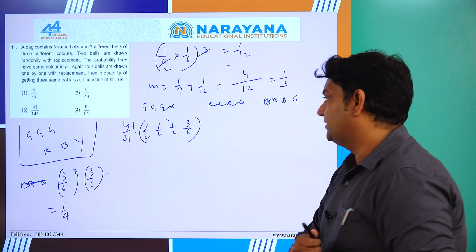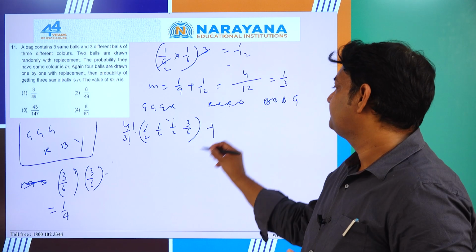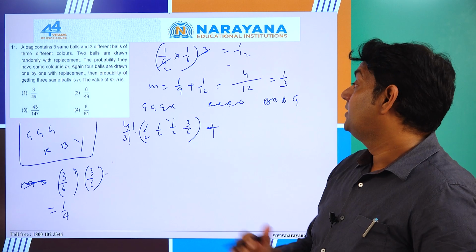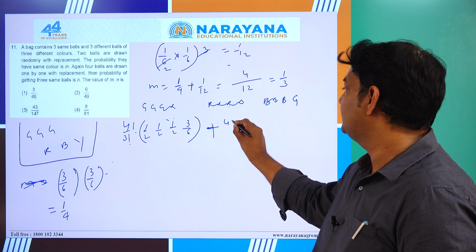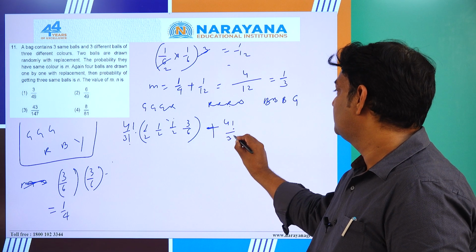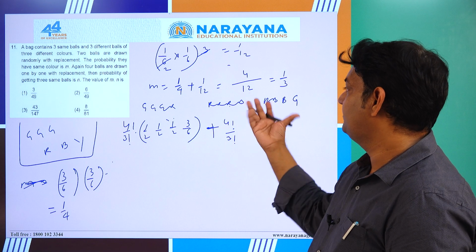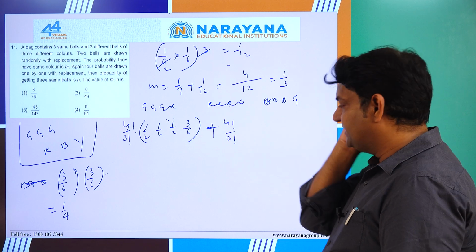Now come here. Red is coming 3 times. So again, first of all, this 4 factorial by 3 factorial. Red, red, red, blue, or red, blue, like that.